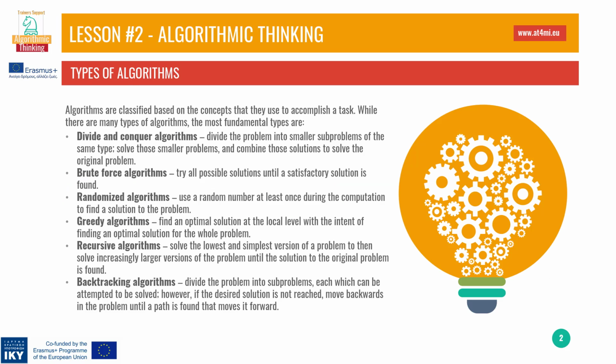Types of algorithms. Algorithms are classified based on the concepts that they use to accomplish a task. While there are many types of algorithms, the most fundamental types of computer science algorithms are divide and conquer algorithms. Divide the problem into smaller sub-problems of the same type, solve those smaller problems, and combine those solutions to solve the original problem.